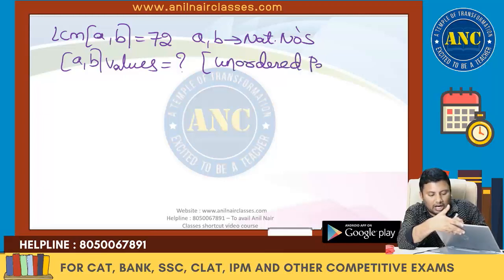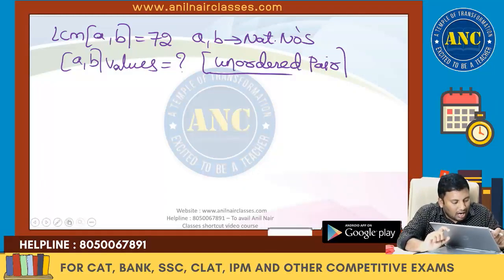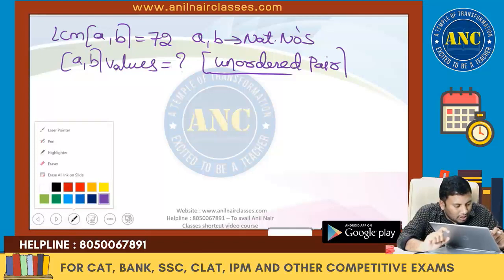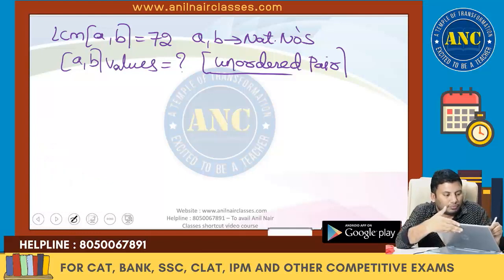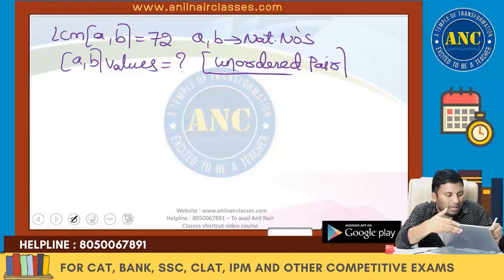It is an unordered pair. Unordered pair I want. Ordered pair we have already discussed this question. How is this question similar to? How many distinct natural numbers?